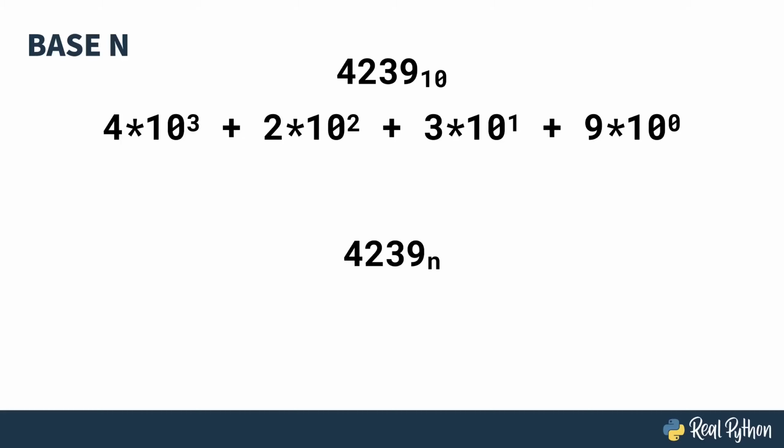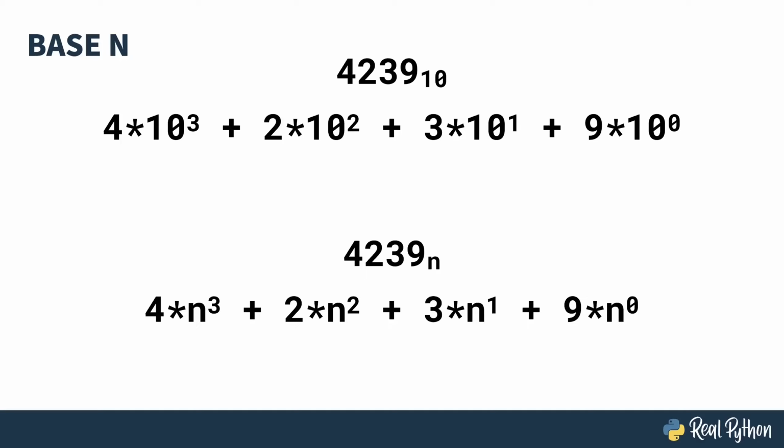A number can have any integer base. Commonly in mathematics, the subscript here indicates the base. 4,239 base 10 has subscript 10. 4,239 base n has subscript n. For the general case of base n, each digit is a power of n. 4,239 base n is 4 times n cubed plus 2 times n squared plus 3 times n plus 9 times n to the 0. Note that no digit in a base n number can be larger than n itself. In base 10, each digit must be less than 10.